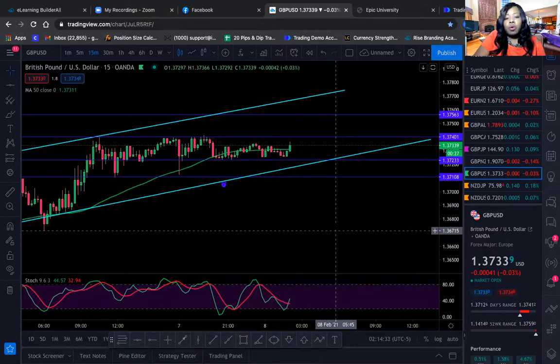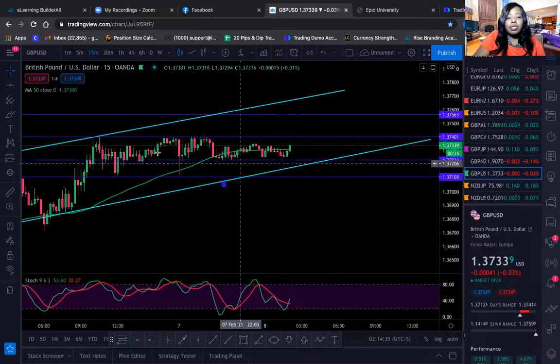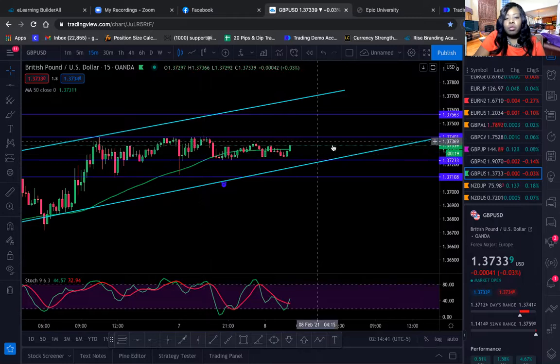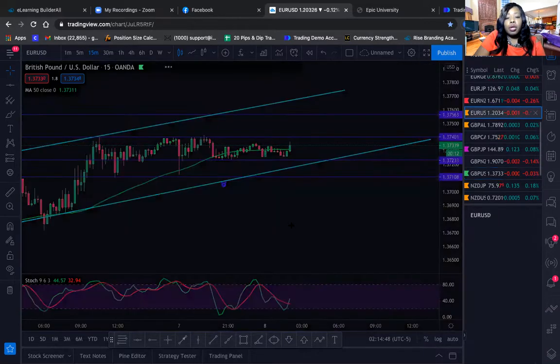Okay. So this is really a consolidating market right now. It's moving sideways. It's not really making any big moves at all. So honestly, I wouldn't even trade this market right now. I would look for something a little more exciting to trade.